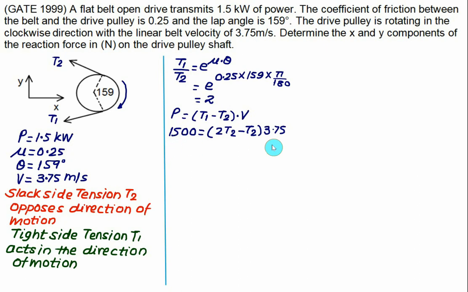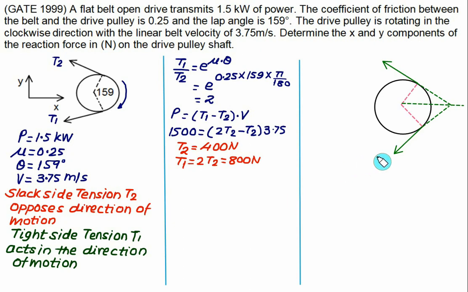So we have 1500 divided by 3.75 will give the value of T2, and we get the value of T2 close to 400 Newton. Again we can find out the value of T1, which is 2 times T2, equal to 2 into 400 is 800 Newton.